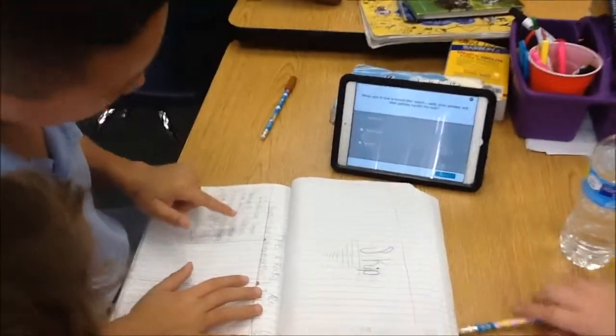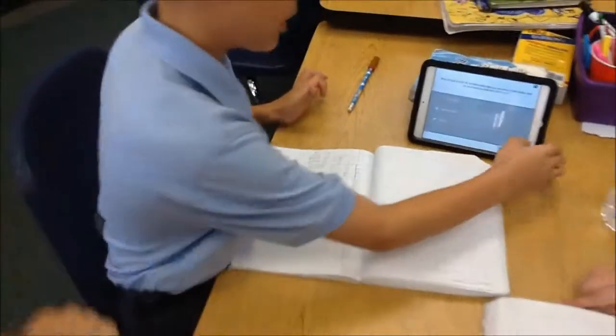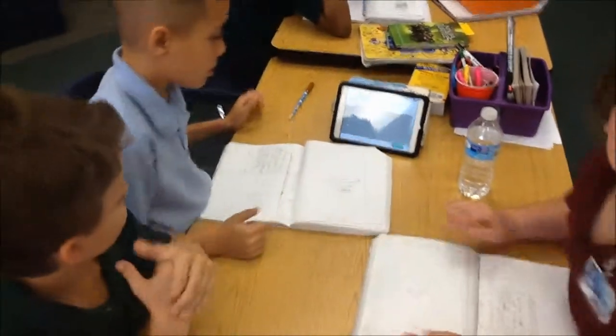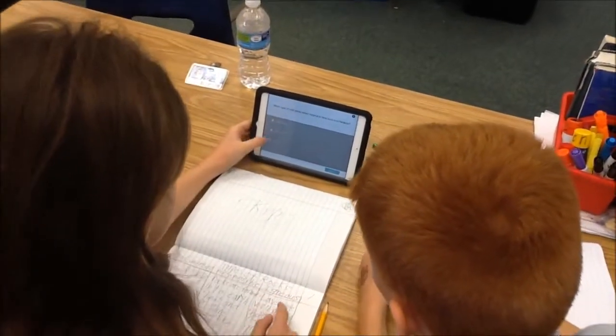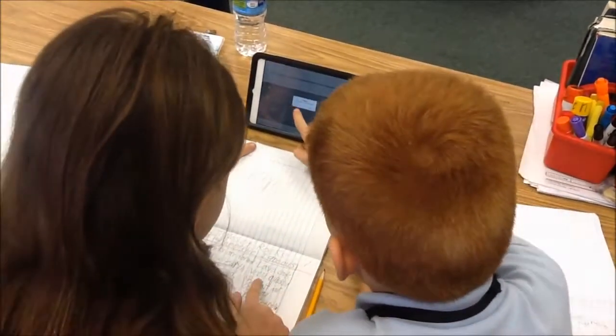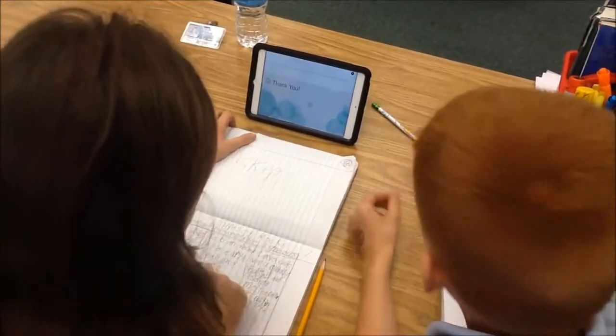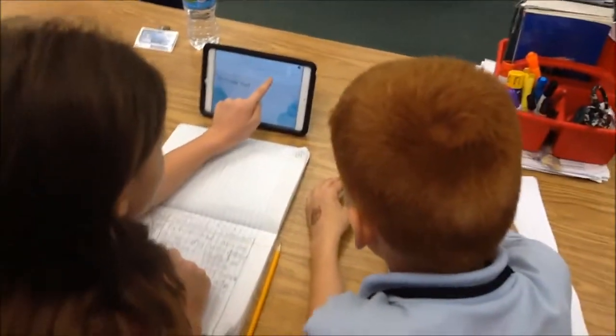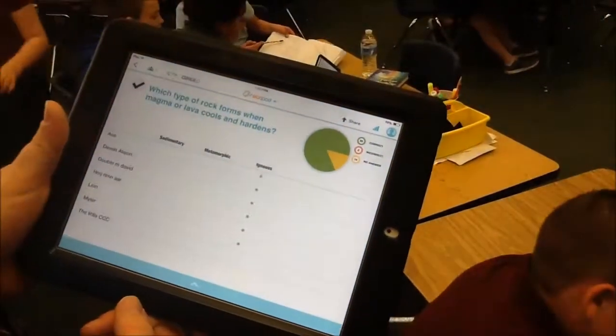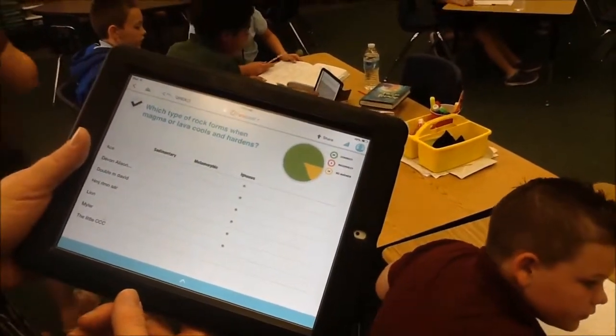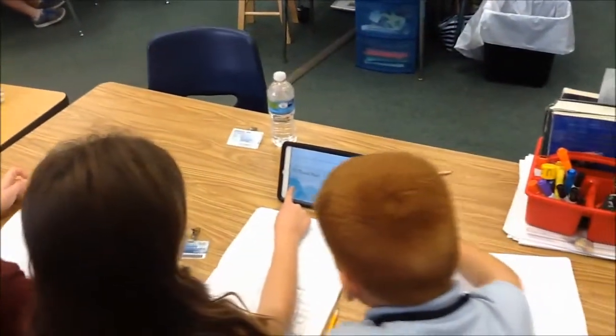In mine, it says formed from sand, shells, pebbles, and other fragments. Everyone is answering hardened. Yep. Steve, we're waiting on you. All right.